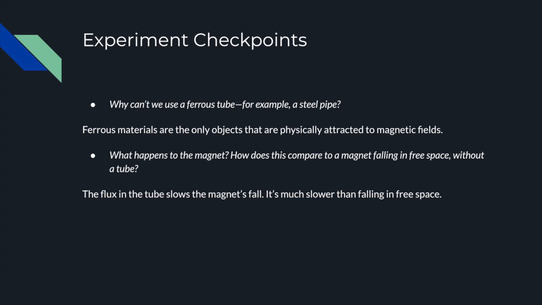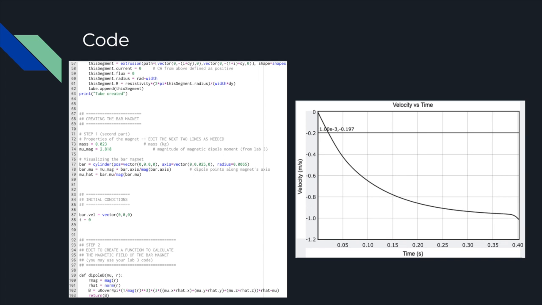What happens to the magnet? How does this compare to a magnet falling in free space without a tube? The magnetic flux in the tube creates the magnetic force on the bar magnet, which causes it to fall much slower than it would when falling in free space.